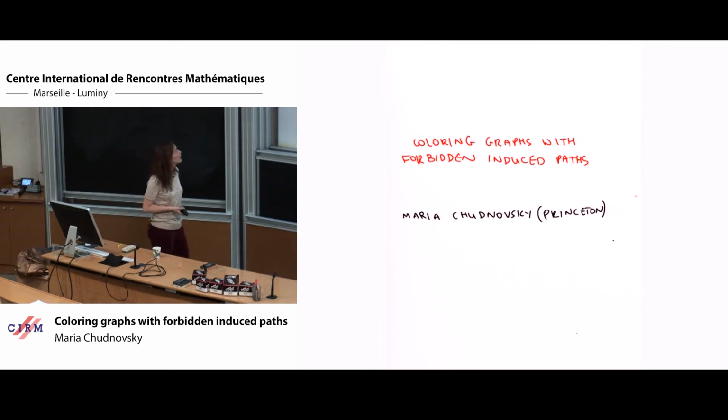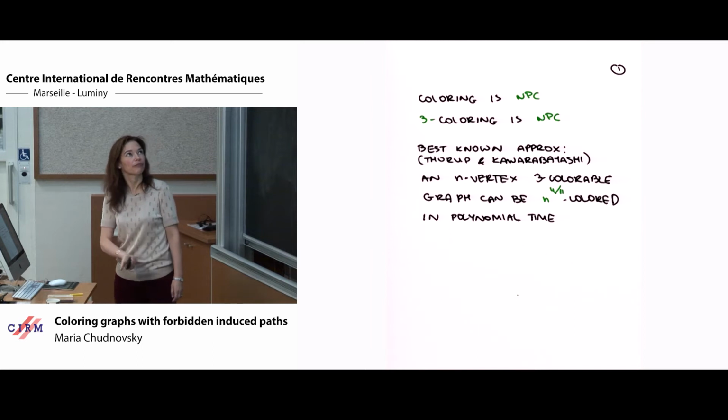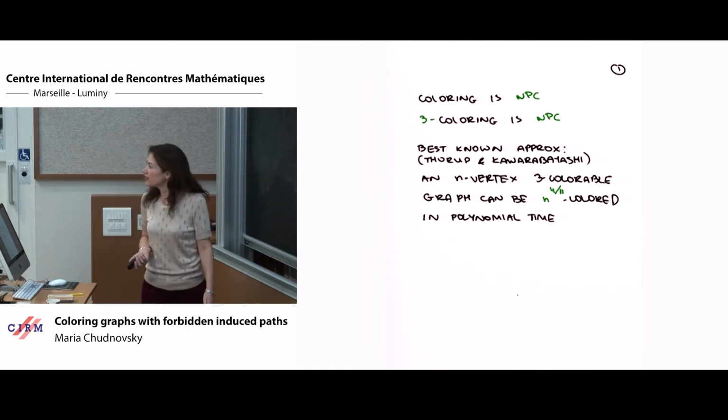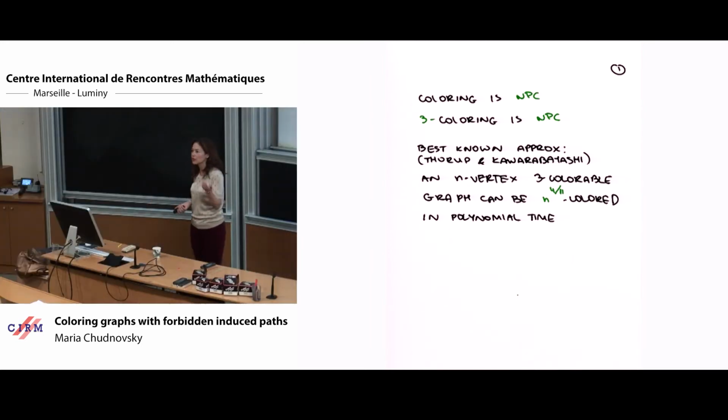And I'm talking about coloring graphs with forbidden induced subgraphs, though mostly it will be paths. Oh, and I should say different results here. So this is a survey of what I've been doing for the last 7 years or so. So different results here, joint with different people, and of course I'll say it when we get to it.